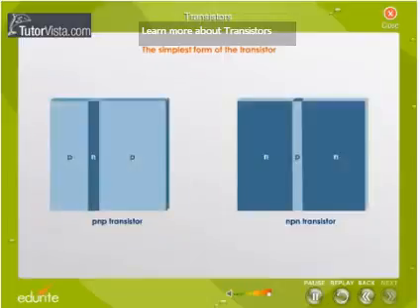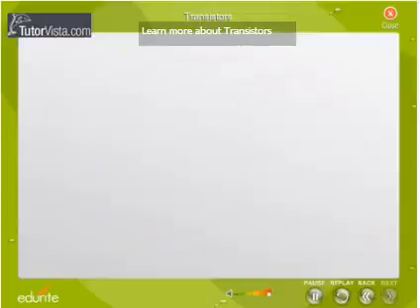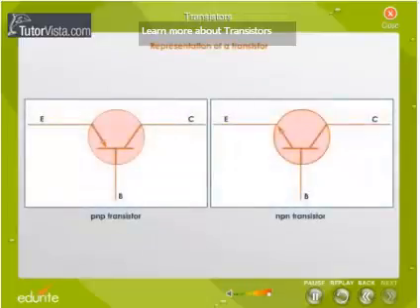Observe that all the three blocks of the transistor are not equal in size. This is how a PNP and an NPN transistor are represented. The operation of the two transistors is essentially the same, hence only the working of a PNP transistor is explained.